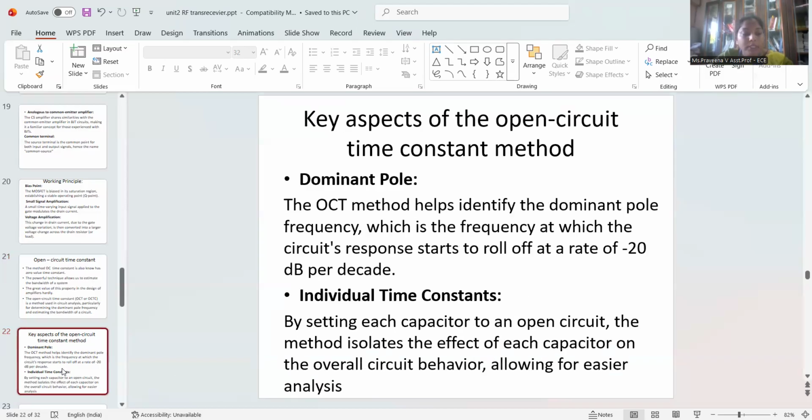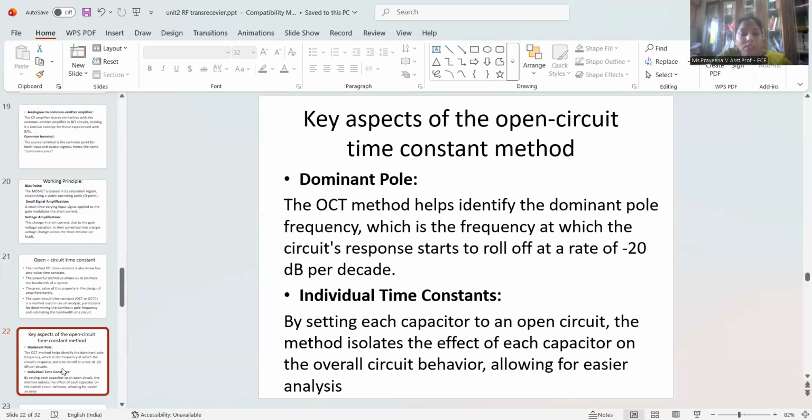let us see the key aspects of the open circuit time constant method. That is the dominant pole and the individual time constant. The dominant pole is the pole that has the greatest effect on the frequency response of the circuit. That is the frequency at which the amplifier gain will decrease at the rate of minus 20 dB per decade.